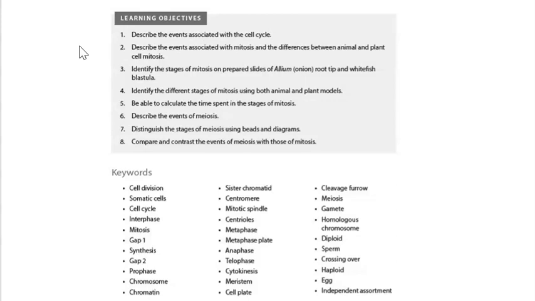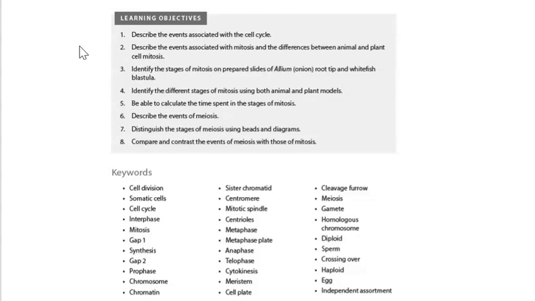We want to talk about differences in regards to cell division with mitosis between animal cells and plant cells. Students will be identifying different stages of mitosis using plant cells, specifically the onion root tip, and animal cells using whitefish blastula. We will also be using models, both plant and animal models, to look at the different stages of meiosis. We're going to learn how to calculate time spent in each stage of mitosis, and students will be expected to be able to do that calculation on both lab quizzes and lab exams.